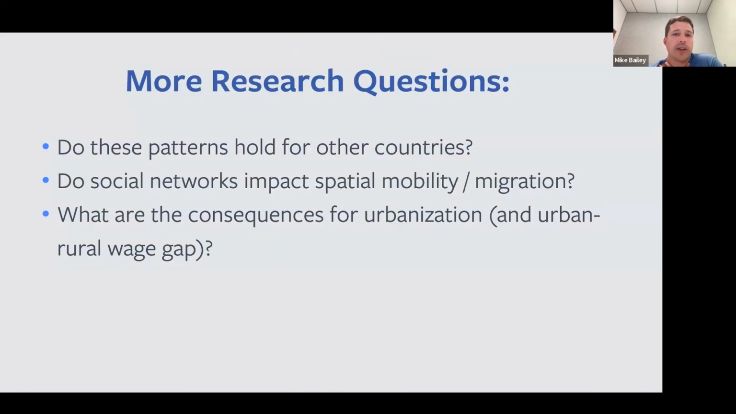Some other research questions we want to answer. This is a separate project with a different collaborator. We want to look at, do these patterns hold in other countries? And how does your network impact spatial mobility or migration, like movement? We were holding your location fixed in the US project, but if you're in an area with low social mobility and economic opportunity, maybe you would move, maybe your network impacts that, and how that might impact things like urbanization or the urban rural wage gap.